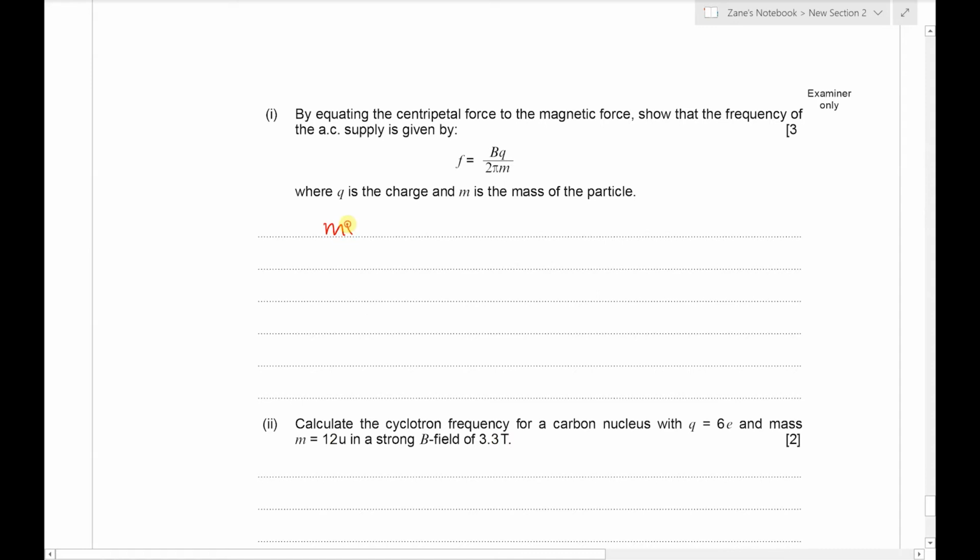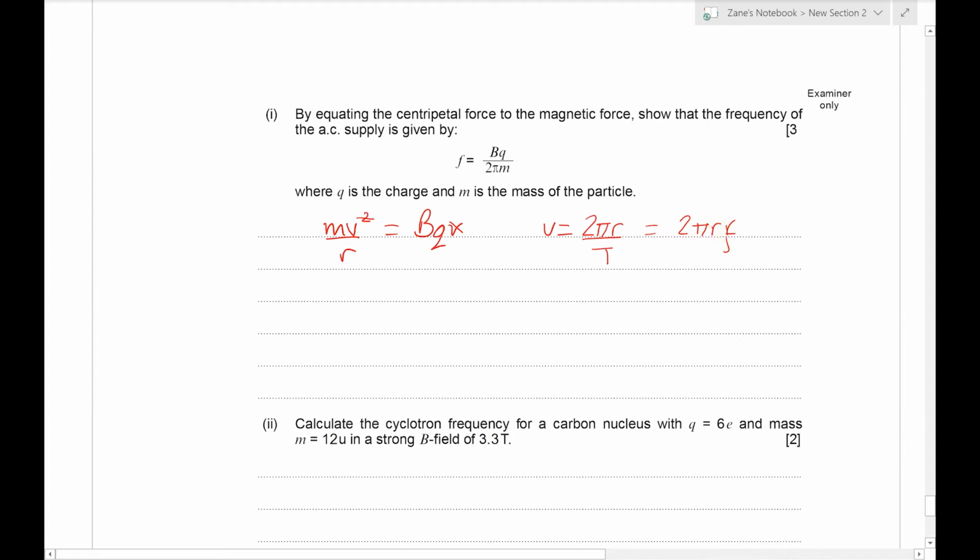So centripetal force is either mv squared over r or m omega squared r. You can get to the solution either way. And the magnetic force on a charge moving at speed v is BQv, so we can cancel a v out. Now what we need to do next is use the fact that v, the speed of the particle as it goes round in a circle, is 2 pi r over T. 2 pi r is the circumference of an orbit, and T is the time that it takes to complete one orbit. But we know that 1 over T is actually frequency, so that's how we get the frequency into this equation.